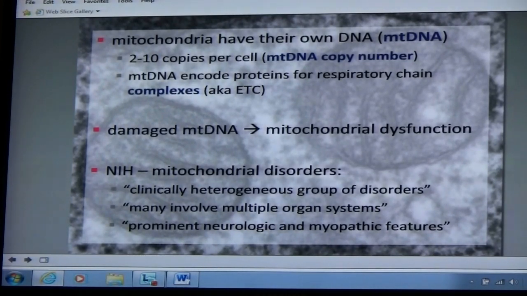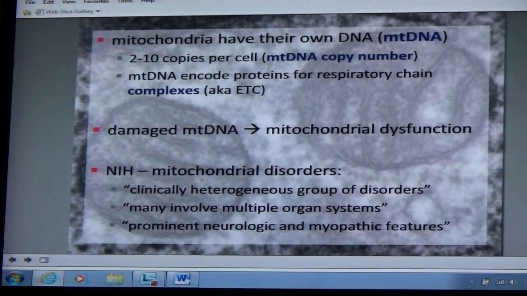So importantly, we're going to talk today a little bit about mitochondrial DNA. Only in the early 1960s did we even recognize that mitochondria have their own DNA. They have about 2 to 10 copies of their DNA contained within the mitochondria, and we refer to that as mitochondrial DNA copy number. The words in bold right now are the things that I'll come back to later, which is why I want to introduce them. So mitochondrial DNA encodes proteins, specifically 13 proteins, for respiratory chain complexes, also known as the electron transport chain, critically important in generation of ATP. Now, when we talk about mitochondrial dysfunction, you can see kind of where that comes from.